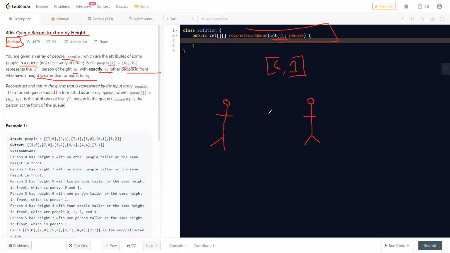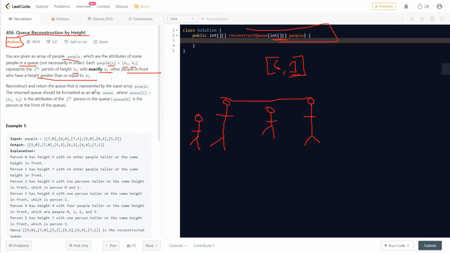That doesn't mean that they are the only two persons. It may happen that another person shorter than them is standing in between them, or maybe another shorter person over here is also there. But it basically means that this person can see another person's figure which is greater than or equal to his height. So that's the kind of question we have over here.